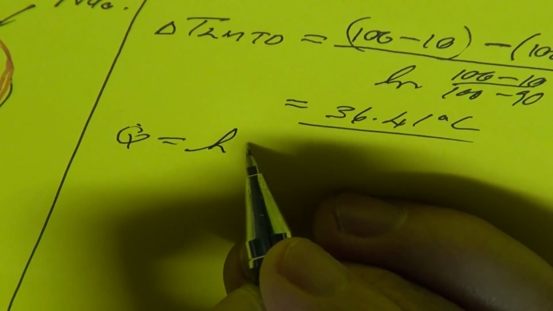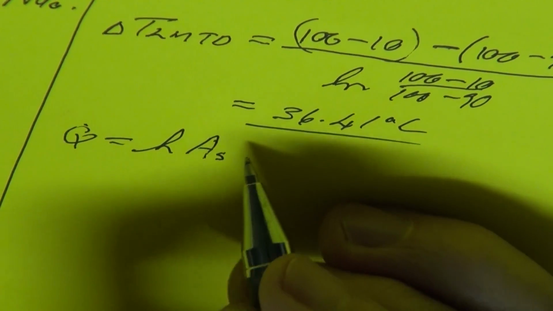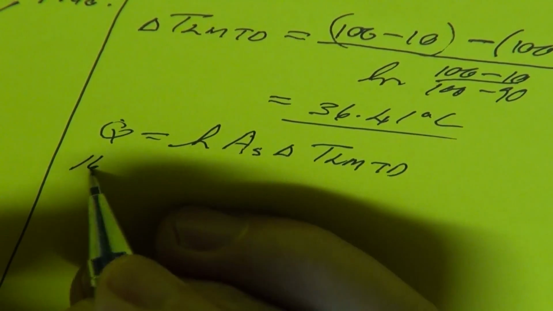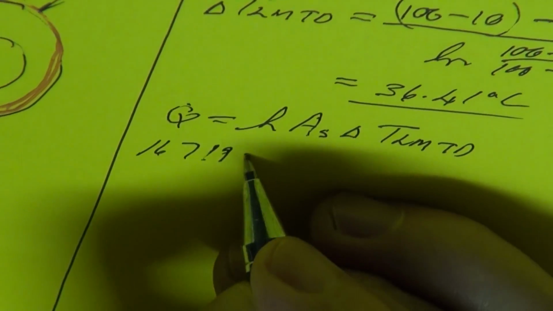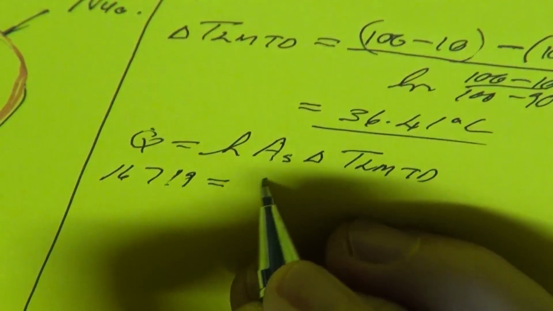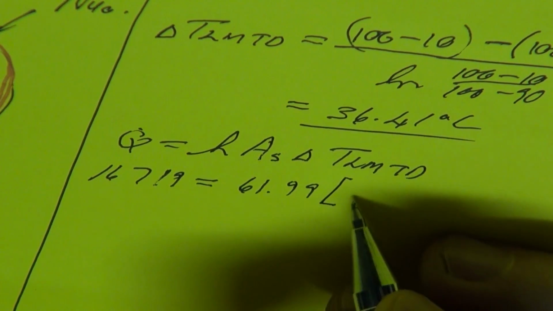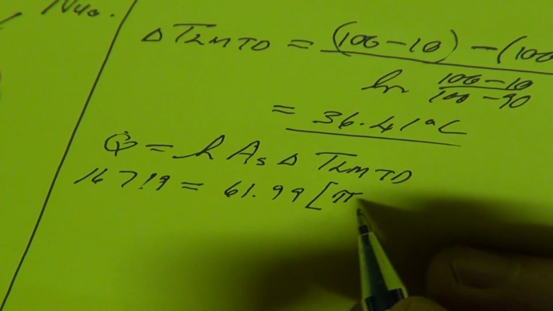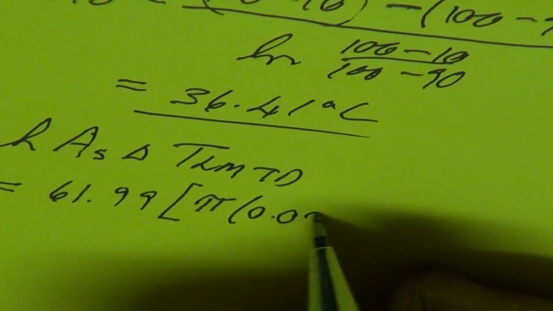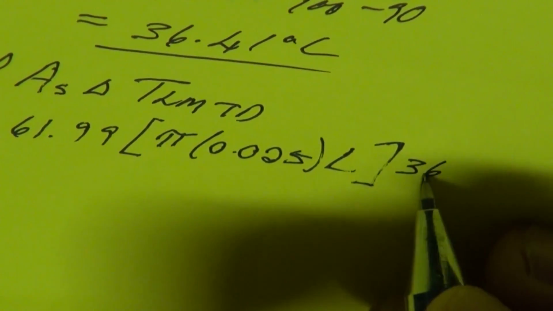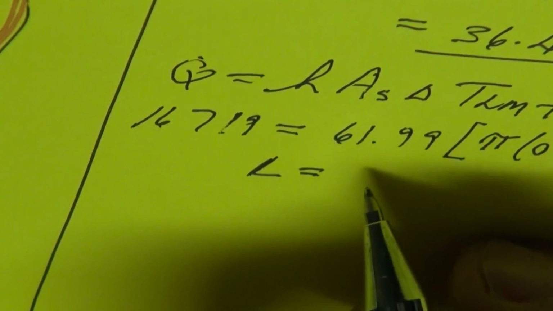Right, now that we've got that, we can calculate the surface area from the equation. The heat transfer rate is equal to the heat transfer coefficient multiplied by the surface area multiplied by the LMTD. The heat transfer rate is 16,719, which is equal to the heat transfer coefficient, 61.99, multiplied by the surface area through which the heat transfer occurs, which we've already calculated as pi multiplied by 0.025, that is the perimeter, multiplied by L, multiplied by 36.41, and the only unknown is the length L, and the length L is 94.3 meters.